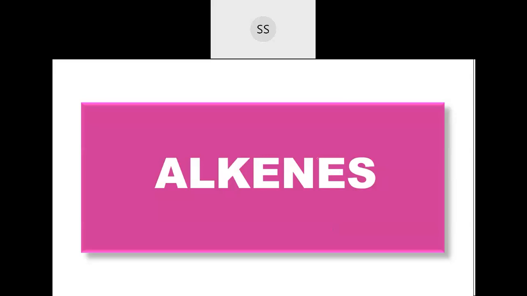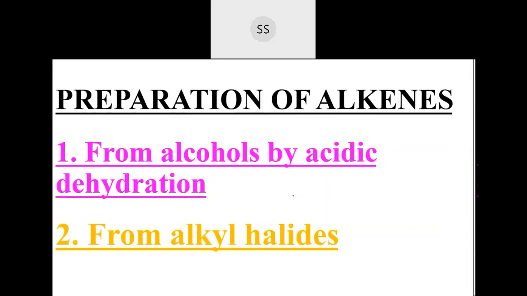Okay, so we were in preparation of alkenes. In the previous class, I had finished with two preparations for alkene. One was from alcohols, by acid catalyzed dehydration. We took alcohol and made it react with acid, during which there was elimination of a water molecule, and that gave rise to alkene. This was one preparation.